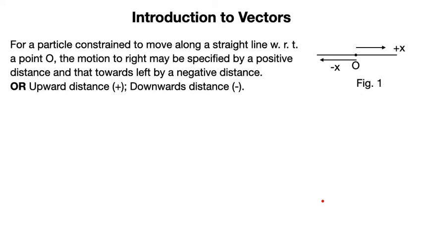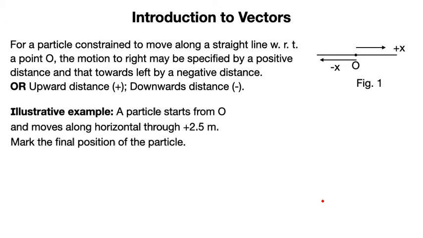Similarly, if you have any oblique line which contains point O, on one side the distances may be termed positive, on the other side they may be termed negative. The line need not always be horizontal or vertical. We have a particle which starts from O and moves along the horizontal through plus 2.5 meter. You have to mark the final position of the particle.